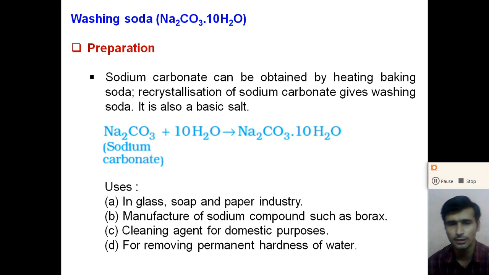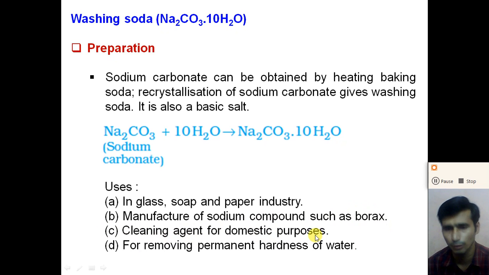Now dear student, what are the uses of washing soda? It is used in the glass, soap and paper industries. Washing soda is used in the manufacture of sodium compounds such as borax powder. The washing soda is also used as a cleaning agent for domestic purposes.